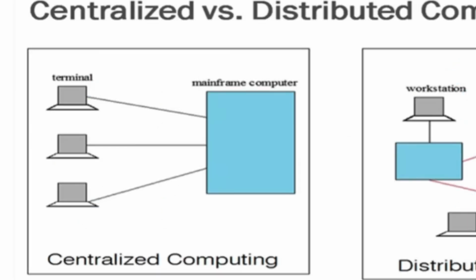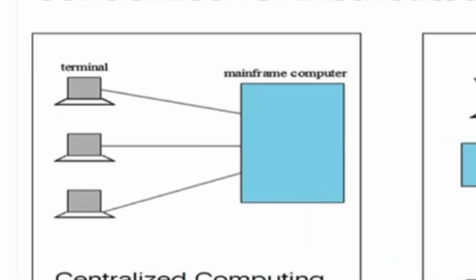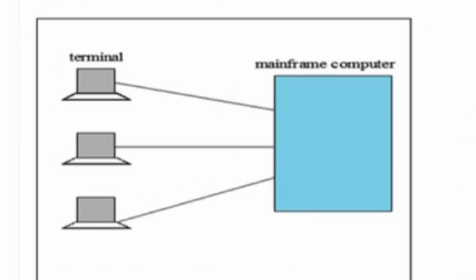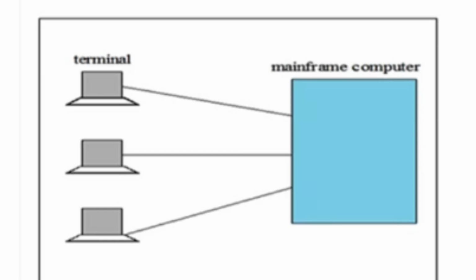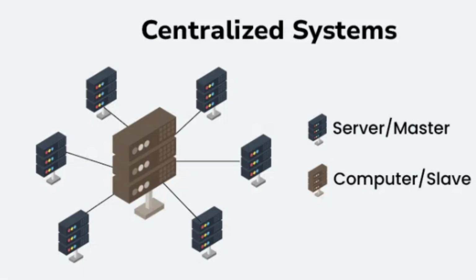Let's start with centralized computing. Can you see how there's a single mainframe computer in the left section? And we also see multiple terminals connected to it. Centralized computing revolves around a single powerful computer, or mainframe, which handles all processing tasks. The terminals are like thin clients. They don't have much computing power and rely entirely on the mainframe.